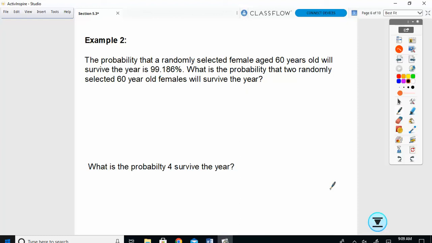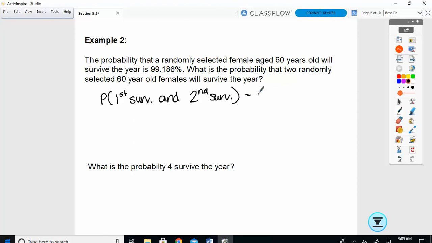So the probability that a randomly selected female aged 60 years old will survive the year is 99.186%. What's the probability that 2 randomly selected 60-year-old females will survive? So I'm asking you for the probability the first survives and the second survives. All right, are these 2 women independent? Yes, I didn't say they're sisters or they live in the same place or they work the same job. So they are totally unrelated to one another.